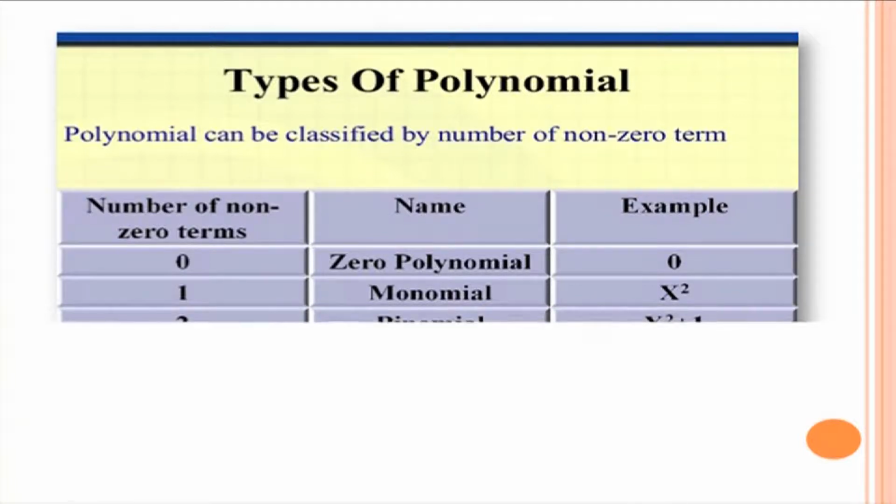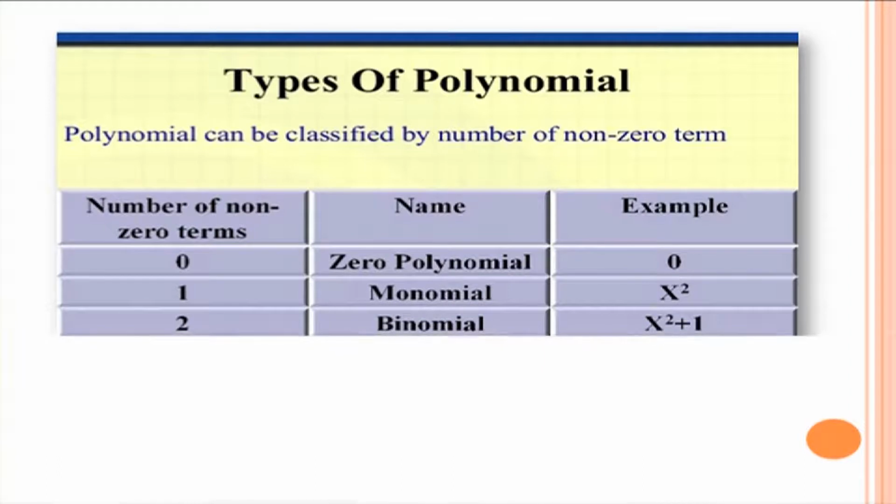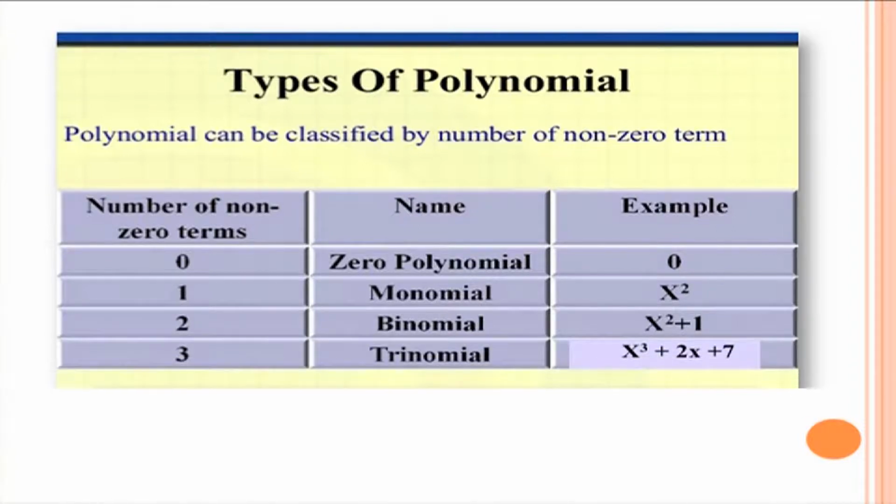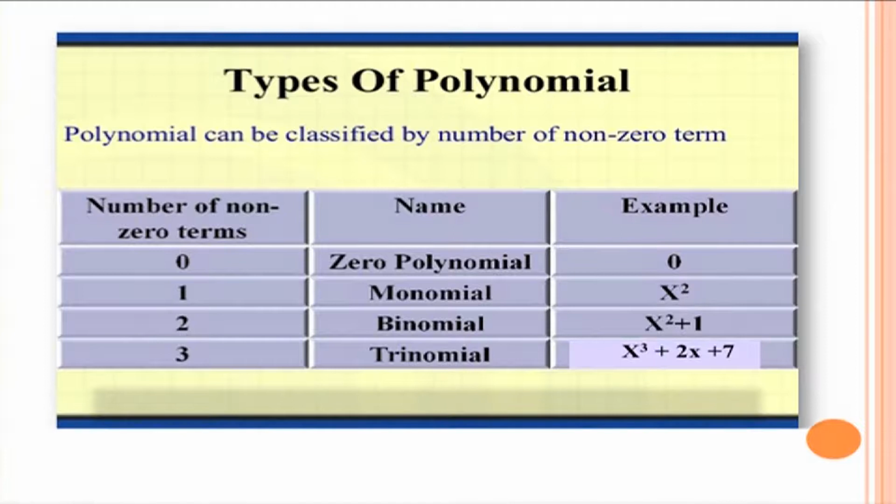Similarly, if the number of non-zero terms is 2, it is named a binomial and the example is x square plus 1. And lastly, if the number of non-zero terms is 3, it is named a trinomial and the example would be x cube plus 2x plus 1.